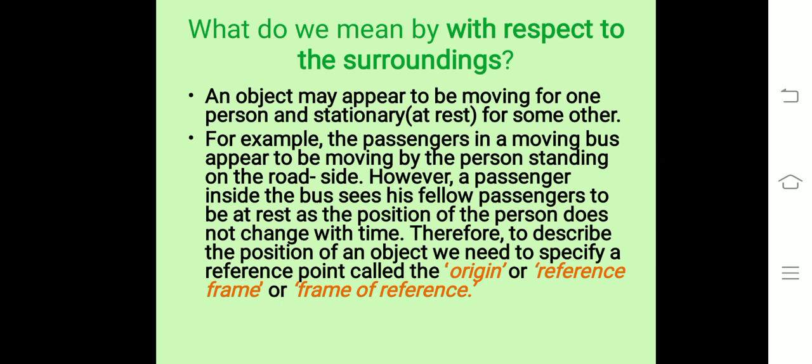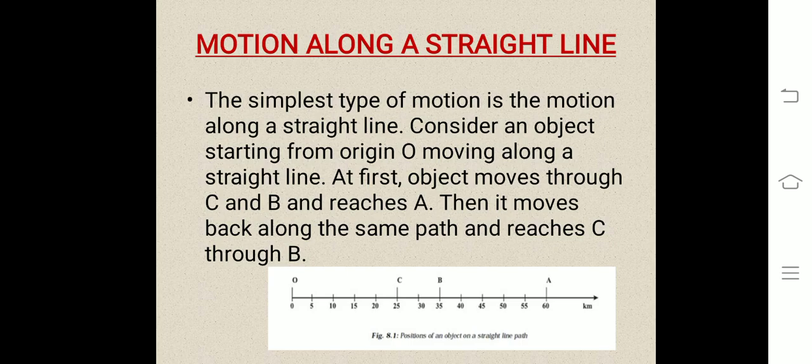Most motions are complex. Some objects may move in a straight line, others may take a circular path. Some may rotate and a few others may vibrate. There may be situations involving a combination of these. In this chapter, we shall first learn to describe the motion of the objects along a straight line. The simplest type of motion is the motion along a straight line.